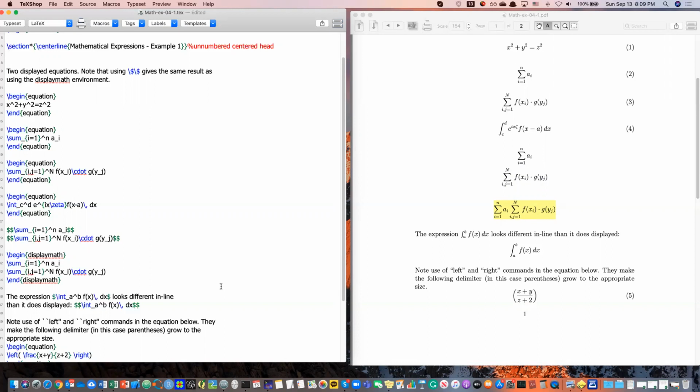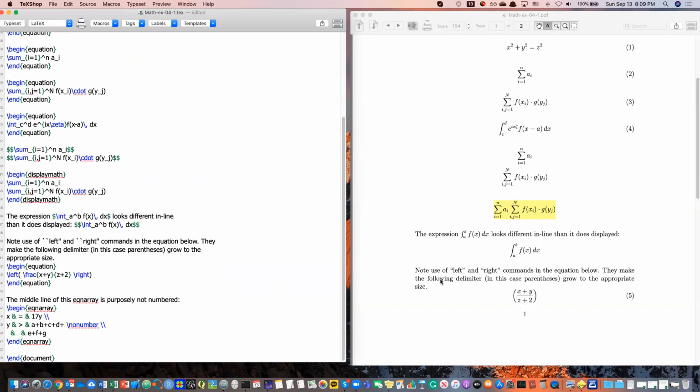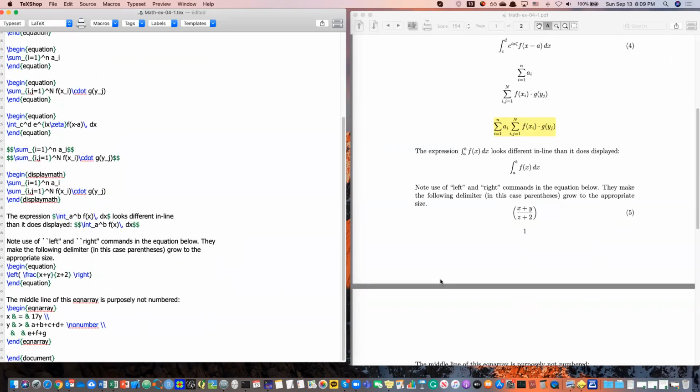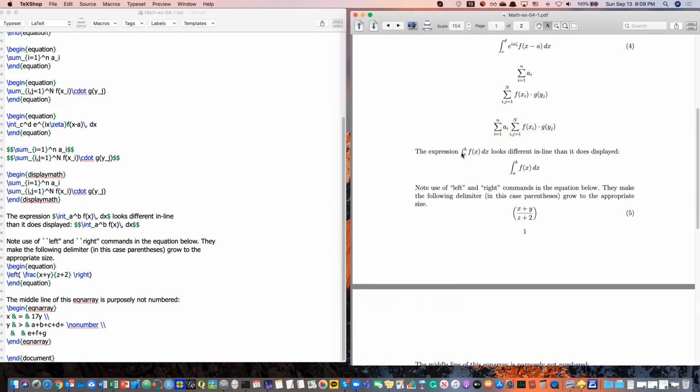All right, so next one. When you use the inverse symbol or any math symbol in inline mode, the size of the symbol will be squeezed, as you can see there, right? This is the massive expression in display mode. This is inline mode.